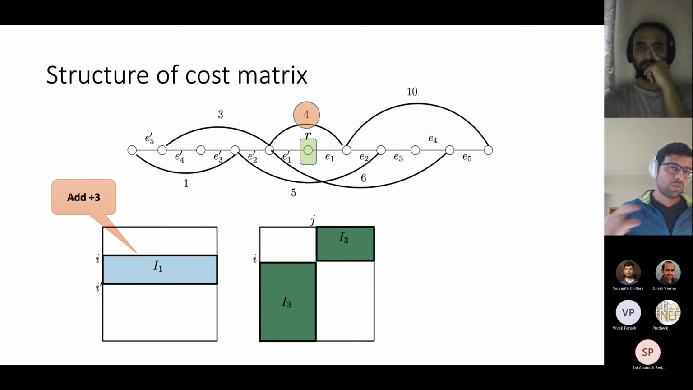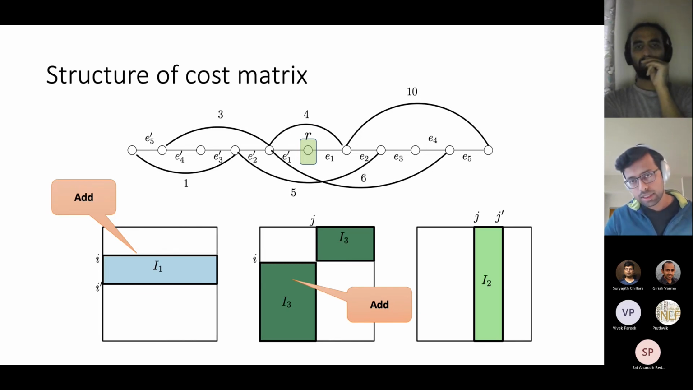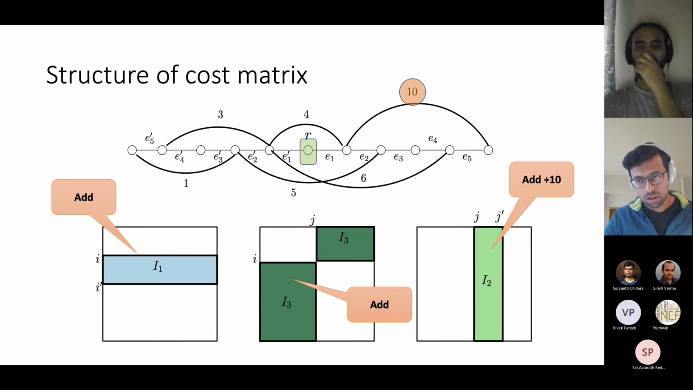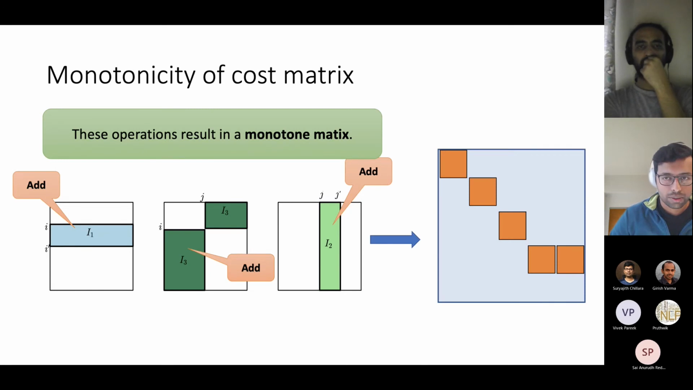Similarly, if I give you 4, which is straddling from left to right, you can make the same kind of argument and show that the green places are the places where you're going to add 4. And similar to the first case, if I give you the edge 10, it's going to be some columns which are all going to be added the value 10. Now, the claim, and it's not very hard to see, is that if I give you a matrix which is generated by only these three kinds of operations, then the matrix is going to be a monotone matrix.